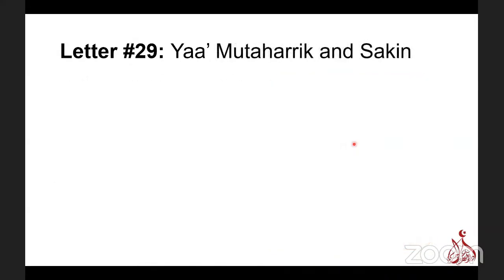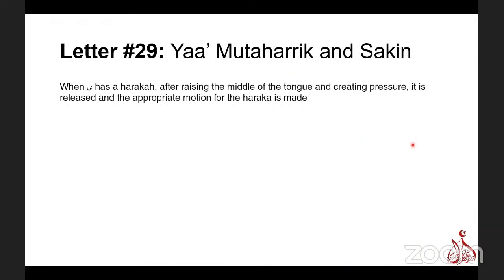Moving forward, a ya that's mutaharrik, not sakin. So when ya has a haraka, fatha, dhamma or kasra, after the middle of the tongue is raised to the top and that pressure is created to make the ya sound, then you just release it and make the motion for whichever haraka you need to pronounce. For example, Ya Ibrahim. With a dhamma, yuqatiluna. Third one with a kasra, an yuhyiya. There's actually a fatha one too, but an yuhyiya.